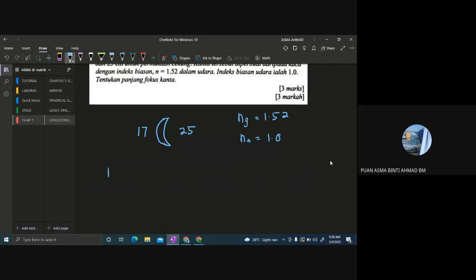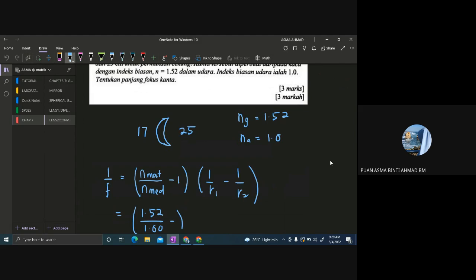The Lensmaker equation is 1 over f equals n material over n medium, minus 1, times 1 over R1 minus 1 over R2. The material here is 1.52 and the medium is 1.0, minus 1.